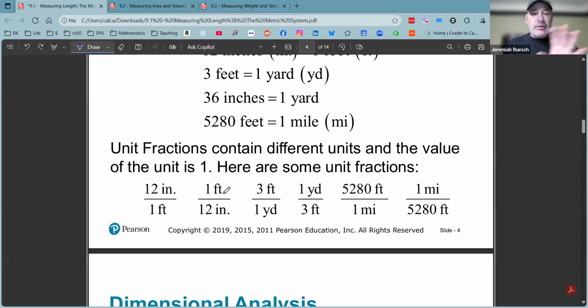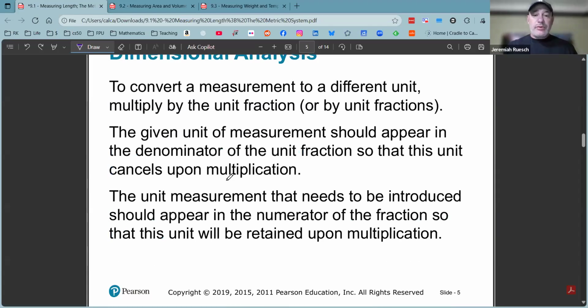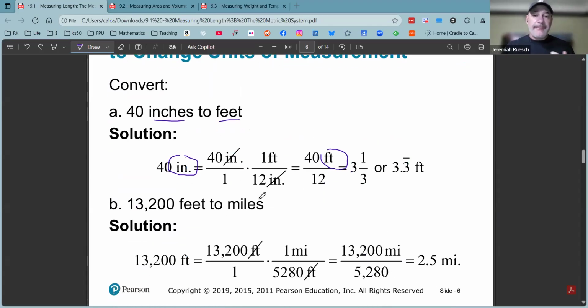When I was learning how to convert between units, I found that that was a really great tool to help me make sense of things. So let's look at that in action here. We have 40 inches, and I want to get rid of inches. So I'm going to write 40 inches over 1, and I'm going to multiply that by my unit here, 1 foot over 12 inches. Now notice the feet are what I want. That's what I'm looking for, right?